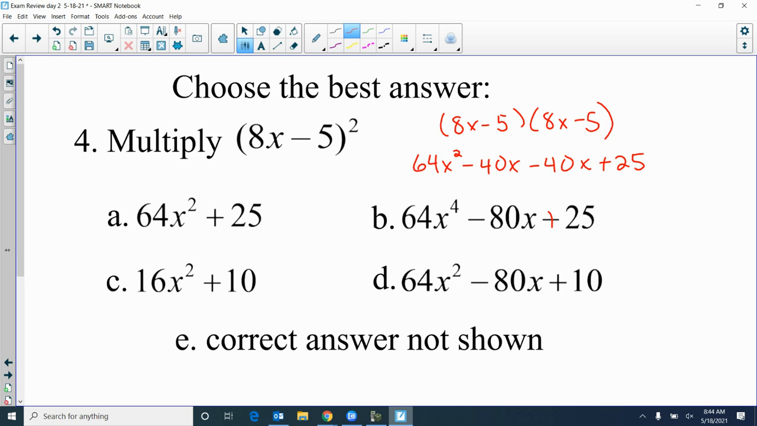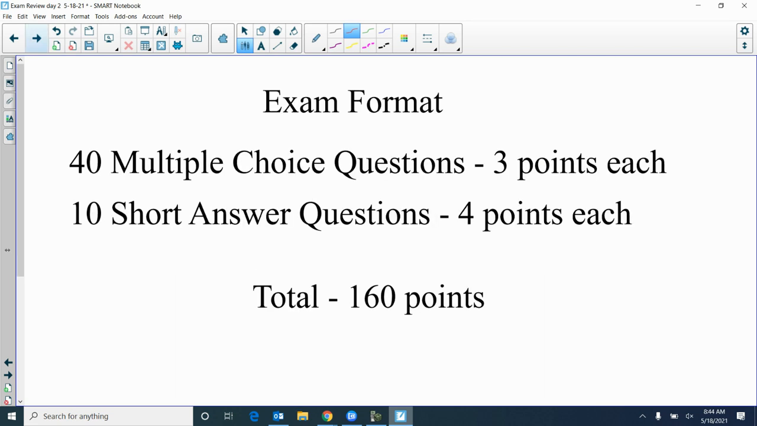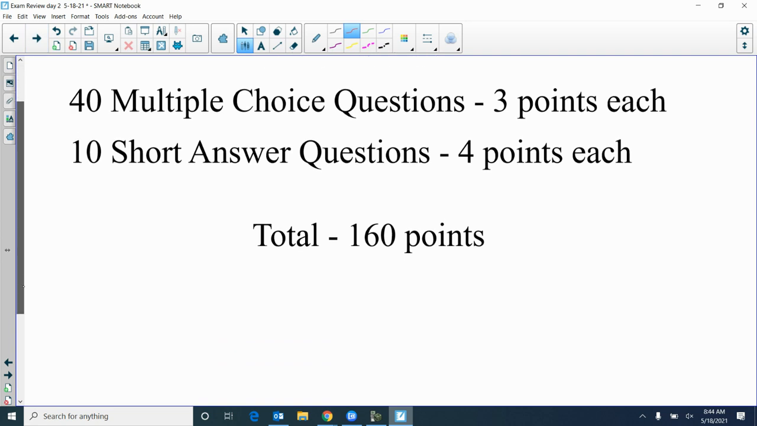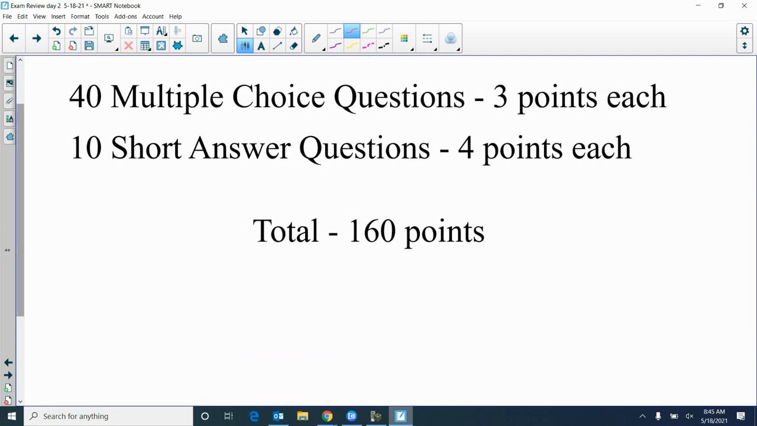Okay, we'll go over the homework answers here in 1 second. Here's going to be the format of the exam. 40 multiple choice questions, 3 points each, and then 10 short answer questions, which are 4 points each. It will total 160. Now, when I input the grade, I will input out of 100. I'll just put in your percent.